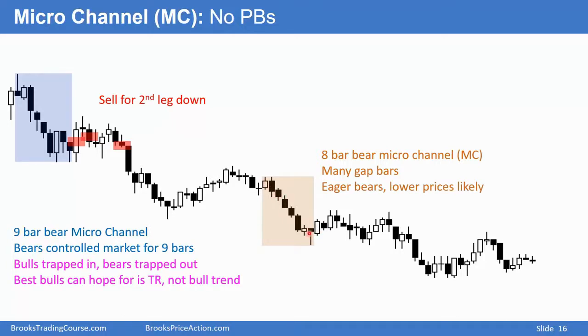8-bar bear microchannel. A lot of selling. We have 5 bear bars closing below their midpoints, several of the bars closing on or near their lows. The bears are really eager to sell. Lots of gaps. The close of this bar at the low of that bar, the close of this bar at the low of that bar. The bears are eager to sell at low prices. The market's probably going lower.